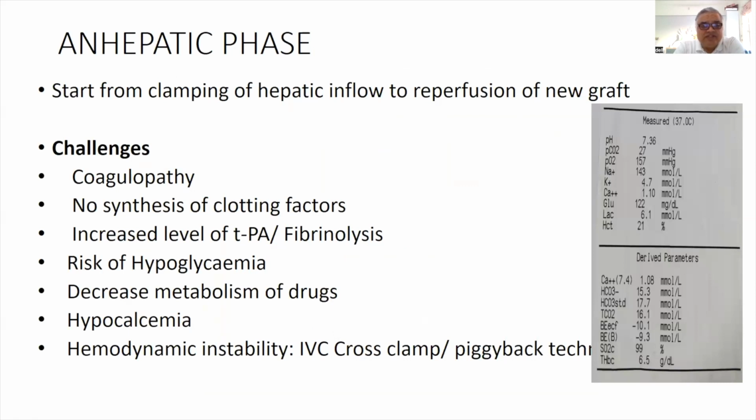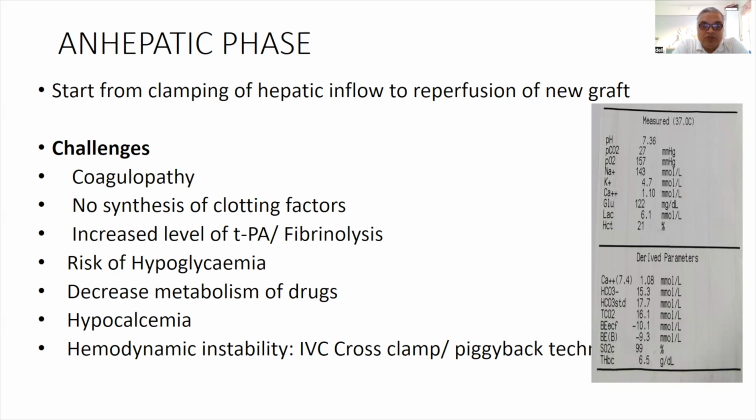Coming to the anhepatic phase, challenges during the anhepatic phase, when the liver is not in your body: you have severe coagulopathy, no synthesis of clotting factors, increased fibrinolysis, risk of hypoglycemia, decreased metabolism of all the drugs, and hypocalcemia. You know when the liver is not there in your body, what you do. Hemodynamic instability when they cross-clamp the IVC. So the IVC is completely cross-clamped. The volume of blood coming from the lower body is not there. It's zero. Whatever the heart is receiving is from the superior vena cava, so the compensatory reaction will be an increase in heart rate, that's tachycardia, and hypotension.